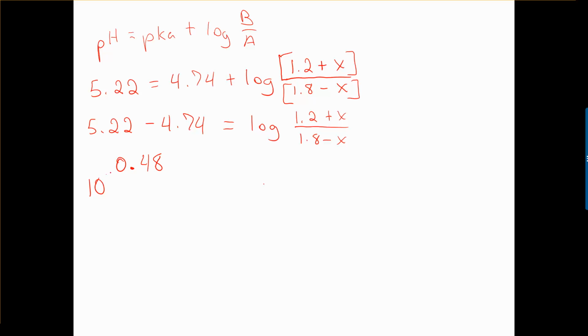10 to the 0.48 equals (1.2 plus x) over (1.8 minus x). Okay? So what does it come out to be? What's 10 to the 0.48?